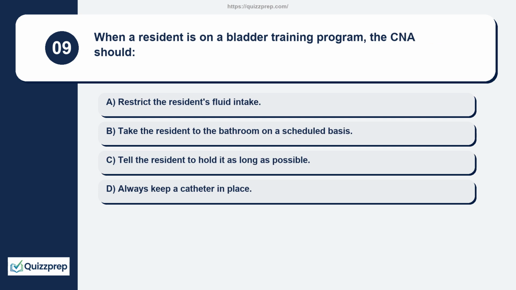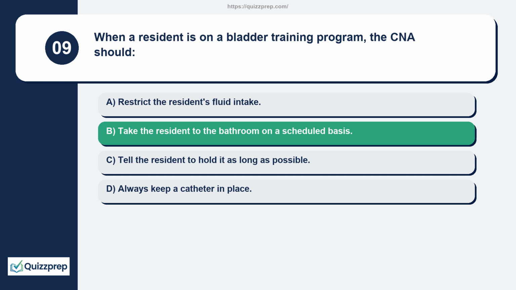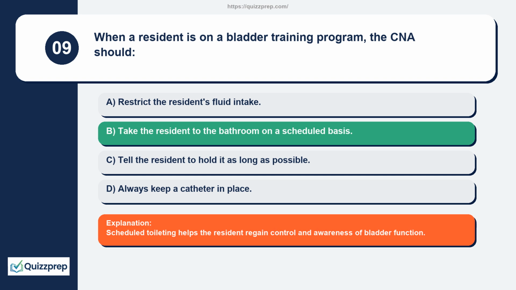Question 9. When a resident is on a bladder training program, the CNA should restrict the resident's fluid intake. Take the resident to the bathroom on a scheduled basis. Tell the resident to hold it as long as possible. Always keep a catheter in place. Scheduled toileting helps the resident regain control and awareness of bladder function.